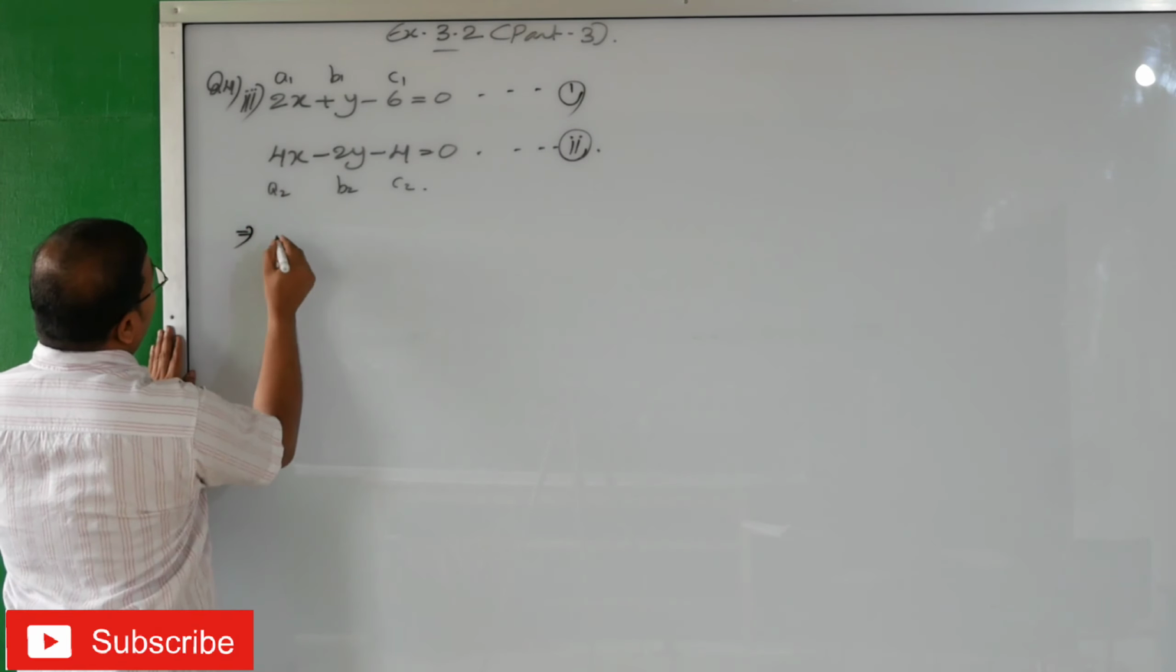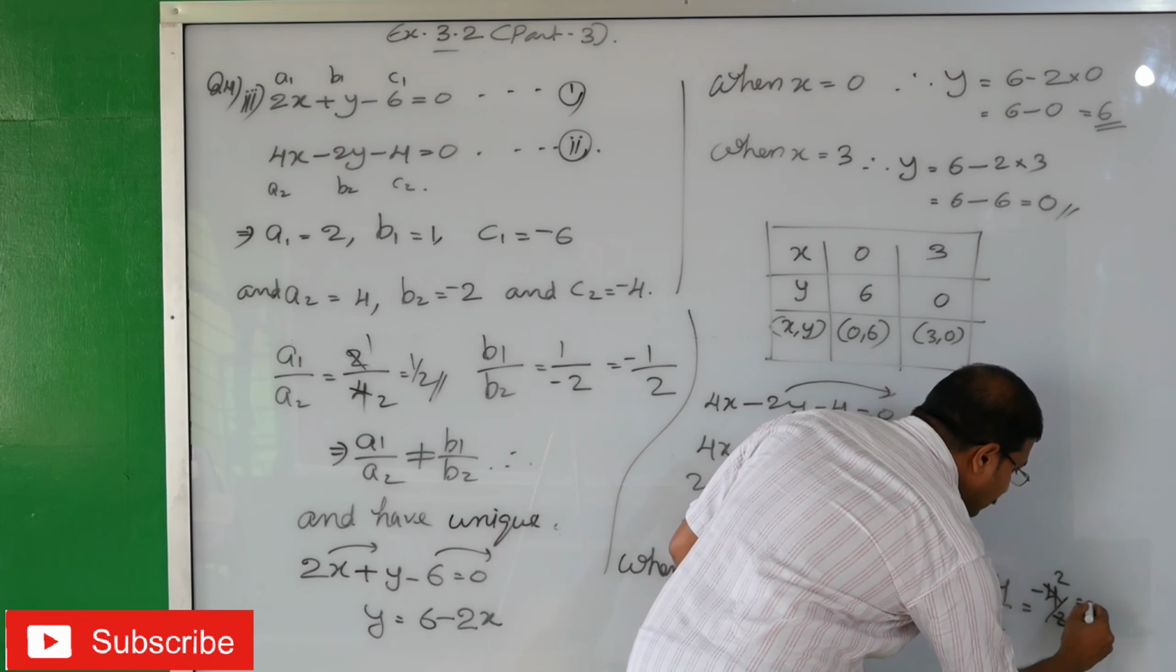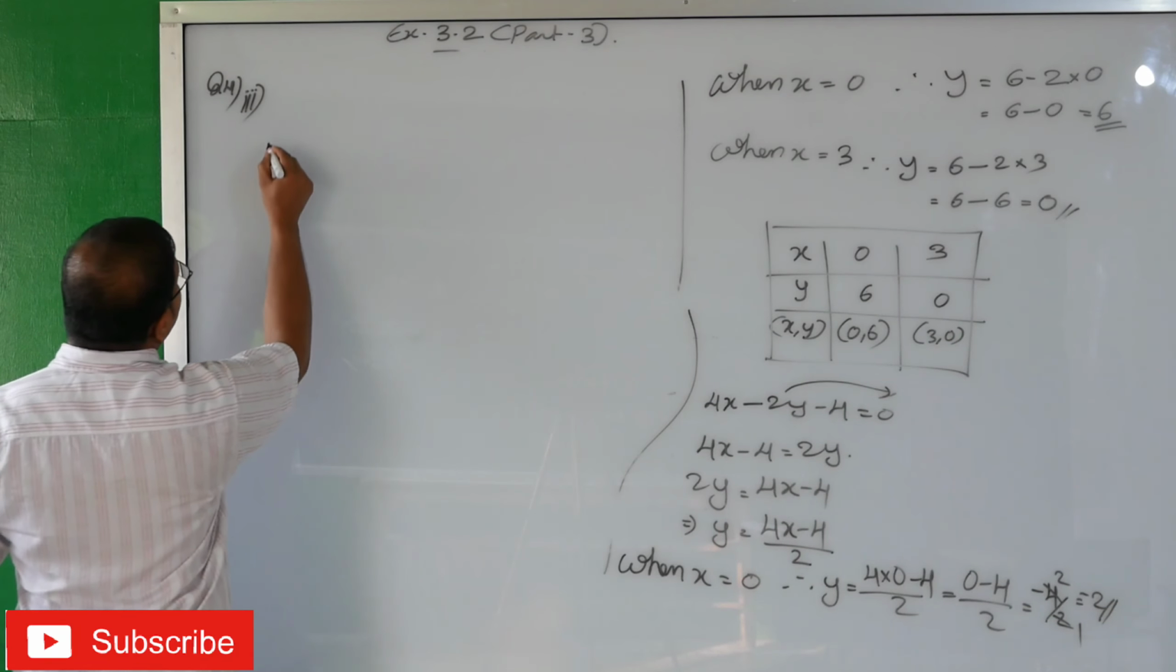So when x equals 0, I am just putting x equal to 0. Therefore y equals 4 into 0 minus 4 by 2, because it is 4x minus 4. 4 into 0 is 0, minus 4 by 2 equals minus 4 by 2. 2 ones are 2, 2 twos are 4. So the answer is minus 2.